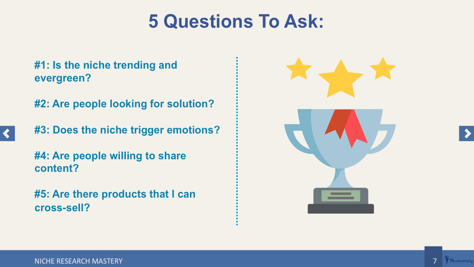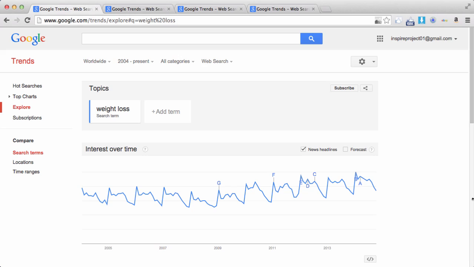In a nutshell, you want to build your Facebook business around a niche with a constant and ideally increasing demand. Also, try to go for niches with an explosive growth. To see if a niche is trending and evergreen, I'm going to let you in on a little secret. And that secret is called Google Trends.